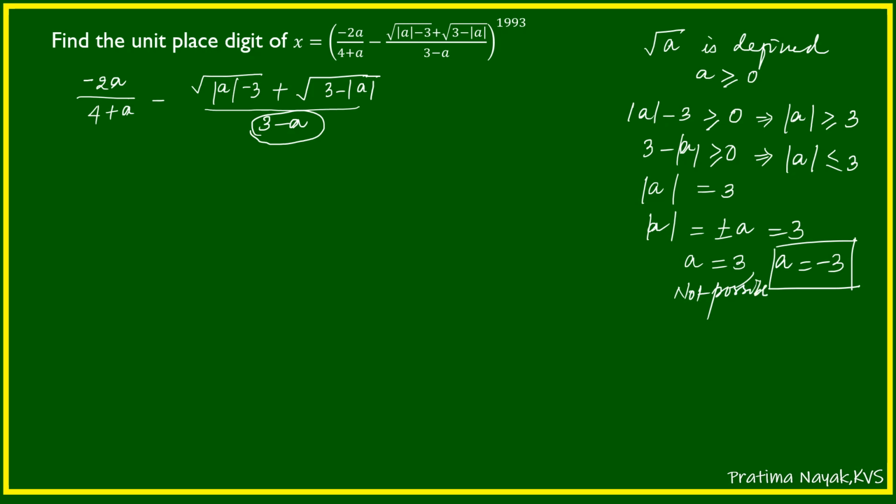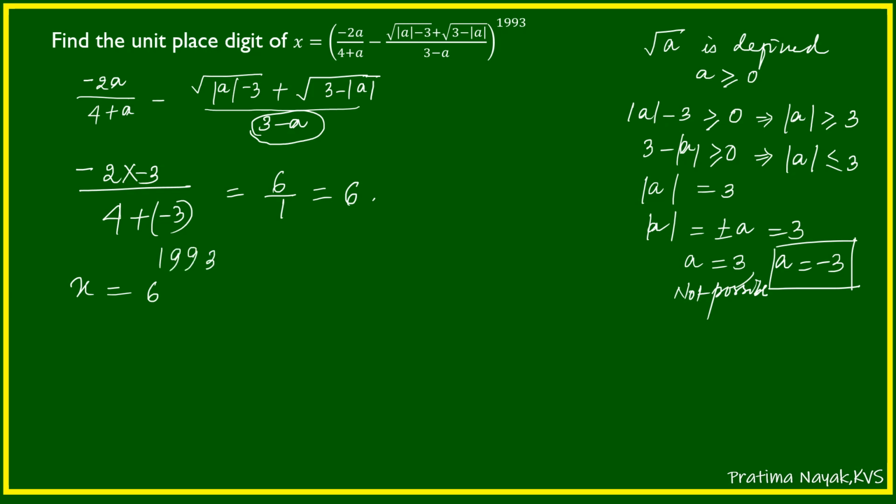Then this will become minus 2 multiplied by minus 3, whole upon 4 plus minus 3. The answer is 6 by 1, that is 6. So x is equal to 6 raised to the power 1993. Sometimes in this particular question it is asked to prove that this is an integer. So we got an integer value.